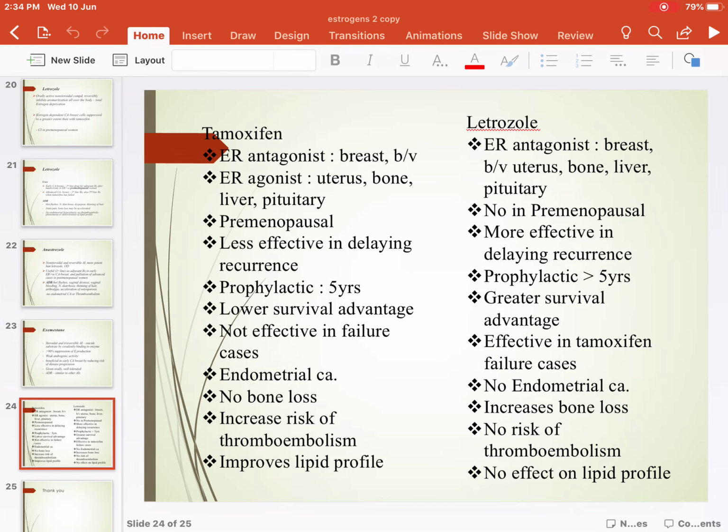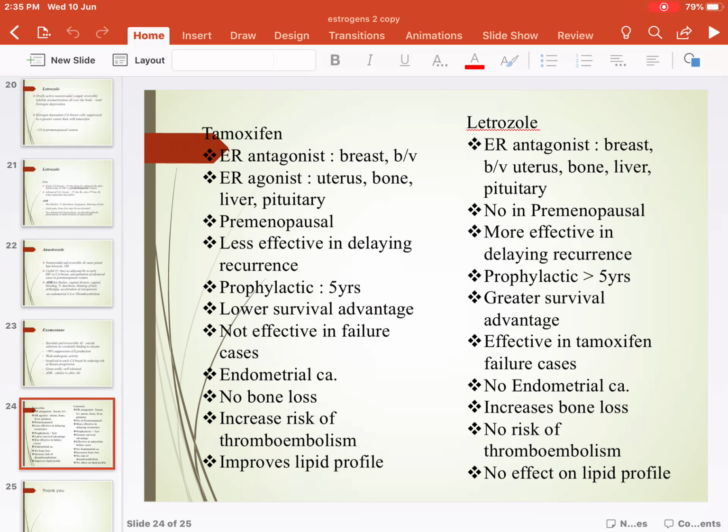So let's just look into tamoxifen and letrozole. What is tamoxifen? It is a SERM, selective estrogen receptor modulator. What is letrozole? Letrozole is an aromatase inhibitor. Both are used in carcinoma breast. So let's look into what are the differences between each of them. Tamoxifen is an estrogen receptor antagonist at breast and blood vessels. This is an antagonist. It's not going to produce estrogen. So no estrogen. Antagonism is going to be there at breast, uterus, bone, liver, pituitary.